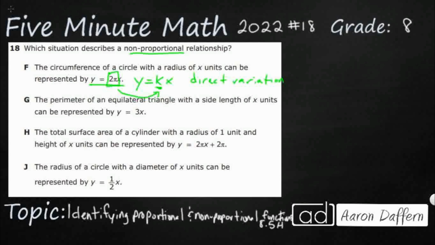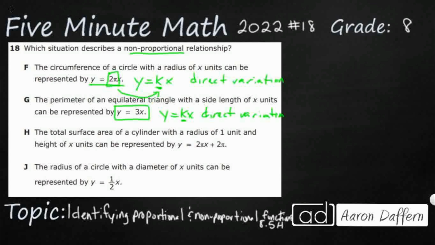Let's check G. The perimeter, don't really care. Oh yeah, look at that, y equals 3x. That's definitely the y equals kx, and that is also going to be direct variation. Y and x are equal as long as you take into account that constant of proportionality.